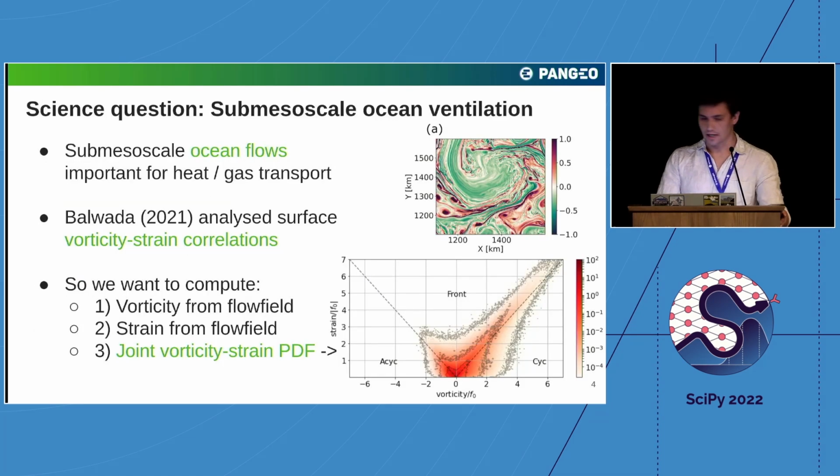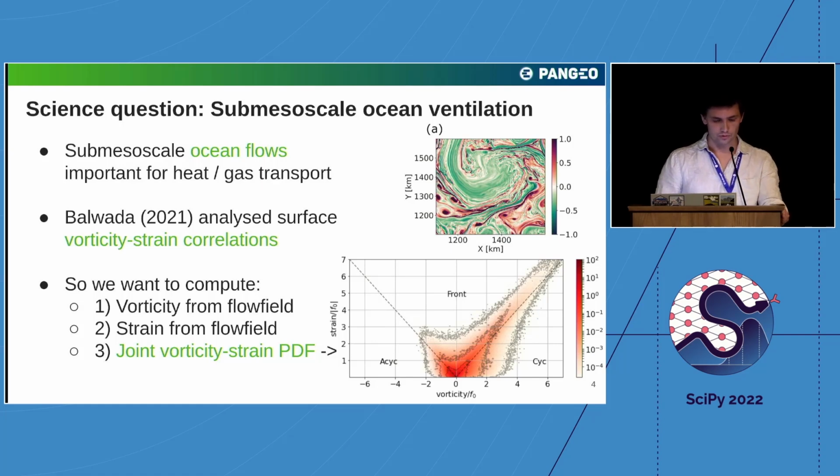So the science question we have: imagine you have ocean velocity data across the surface, and you can compute the vorticity, the swirliness, and you can compute the strain, the stretchiness of that flow. And one of our co-workers, Dhruv Balwada, showed that by looking at correlations between these two quantities on a two-dimensional histogram, so a joint probability distribution function, which is what you're looking at in the bottom right, you can learn a lot of interesting things about the turbulence.